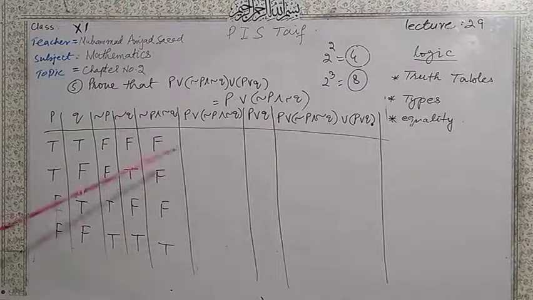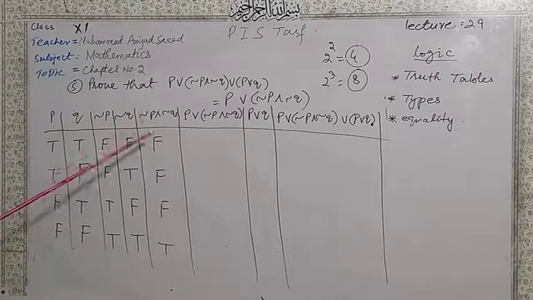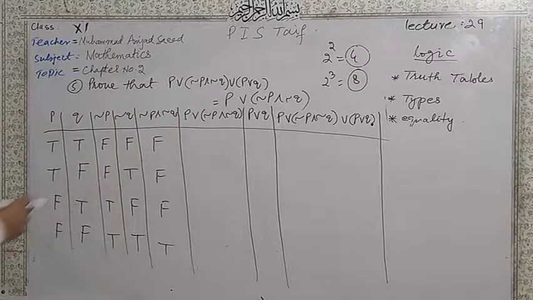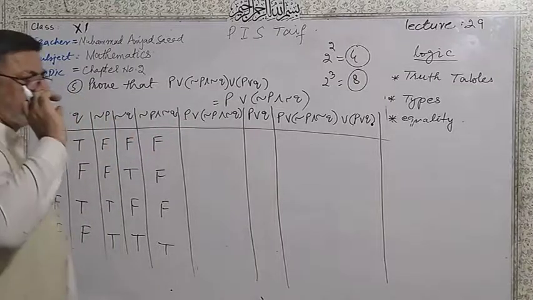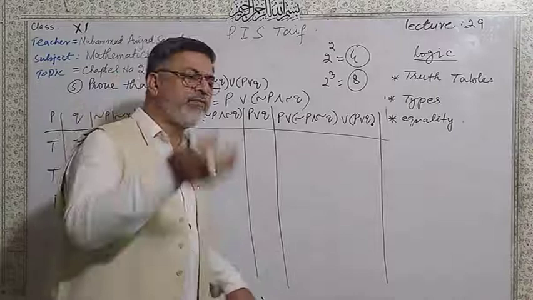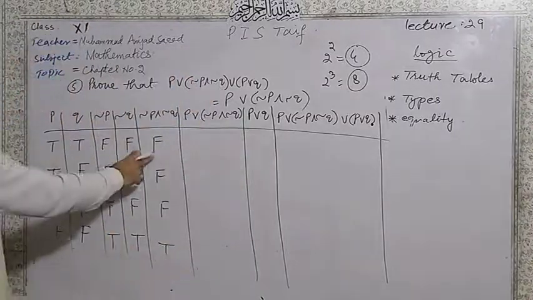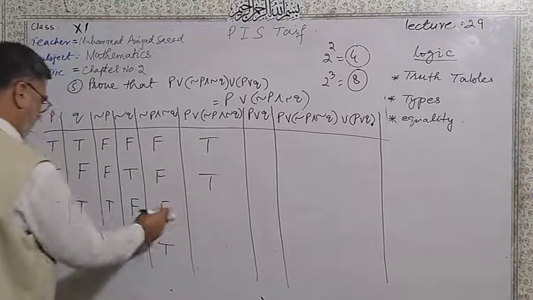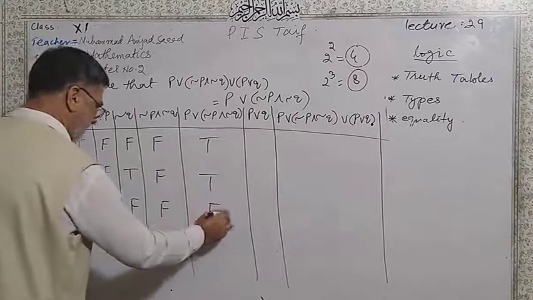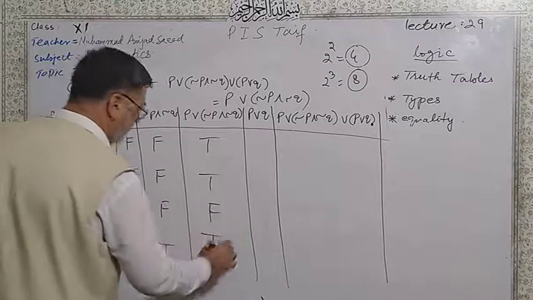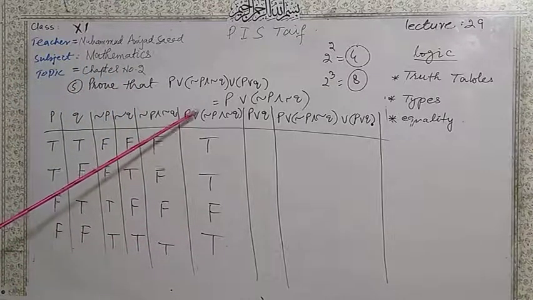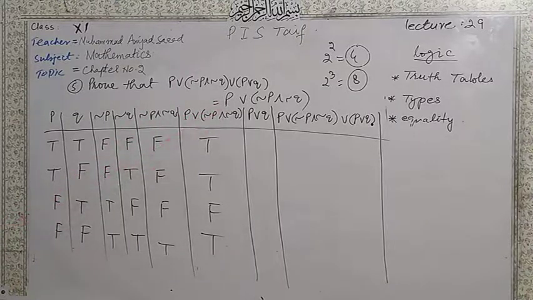After that, we will take union with P. Not P and not Q with union with P. Or means union. Union means if it comes in one, it will come in union. Here F and T is T. F and T is T. F and F is F. F, T and F is T. This is your P or (not P and not Q).